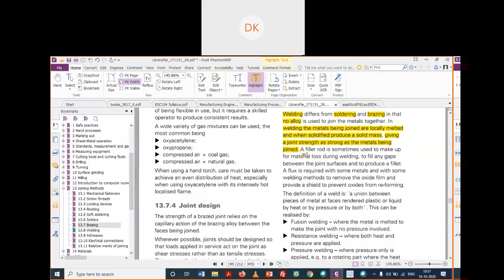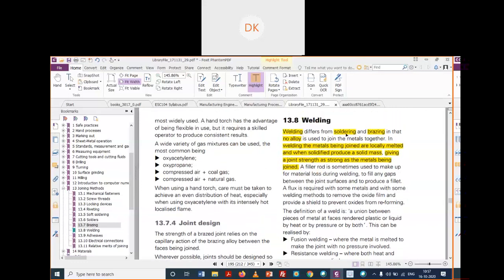But you should not be confused between the filler rod and soldering. A filler rod is sometimes used in the case of welding, but you should not confuse this filler rod term with brazing and soldering. Actually, it is an artificial one. It is not an actual process of welding. It is an auxiliary kind of thing.